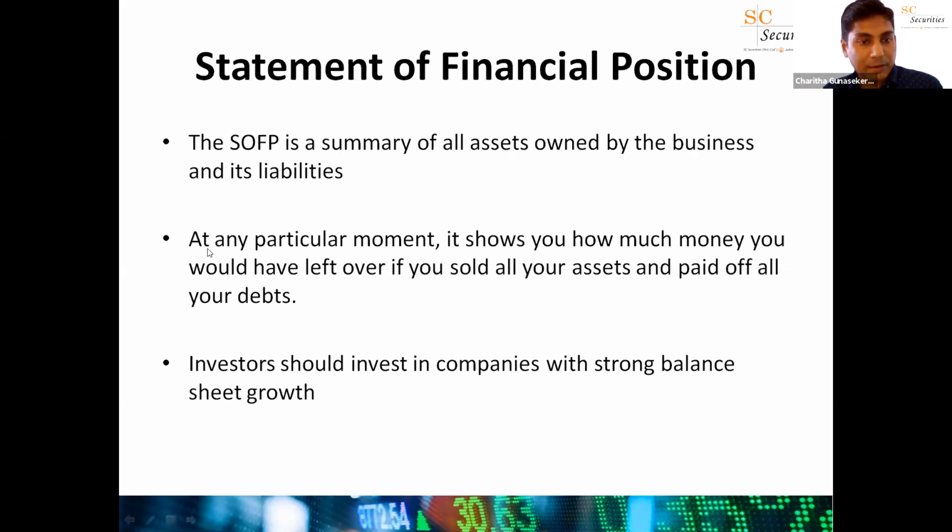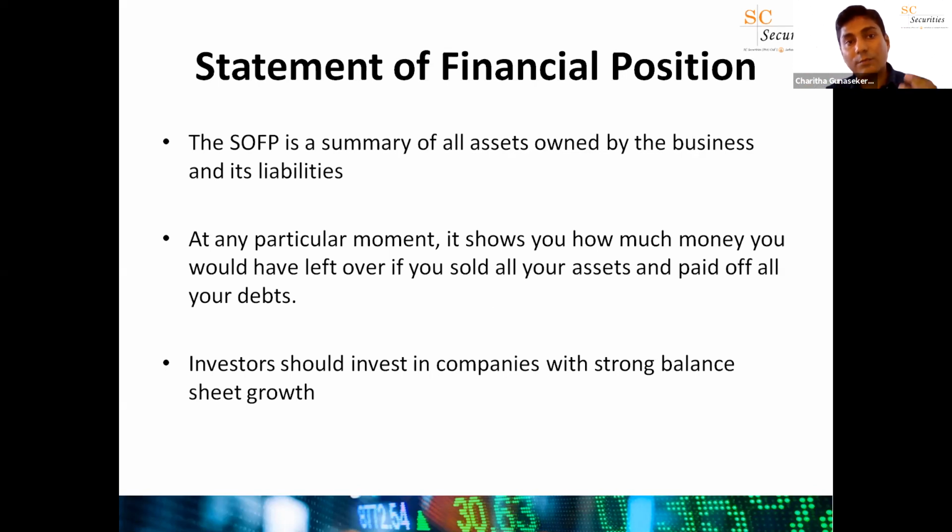So the second point says that at any particular moment, it shows you how much money you have left over if you have sold all your assets and paid off all your debts. Now in that illustration I took, you have a business worth 1 billion and you have funded that using 700 million of your money and 300 million of borrowed money. So if you wind up this business, if you want to close down this business, what you need to do first is settle your liabilities. So out of your 1 billion worth of assets, the entire 1 billion doesn't belong to you. You need to settle 300 million of debt which you have borrowed.